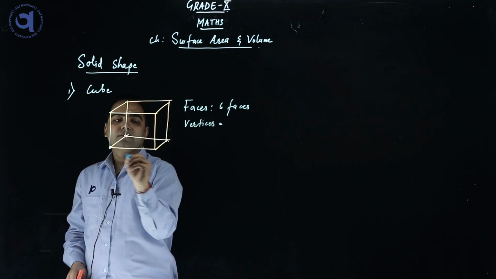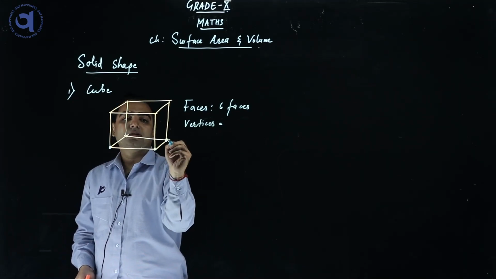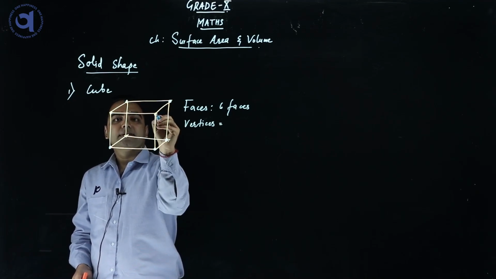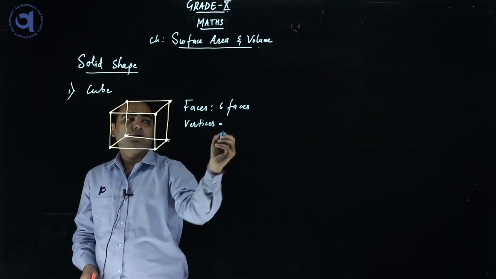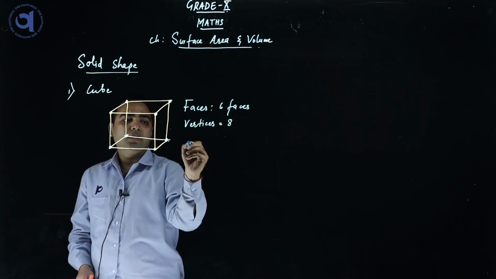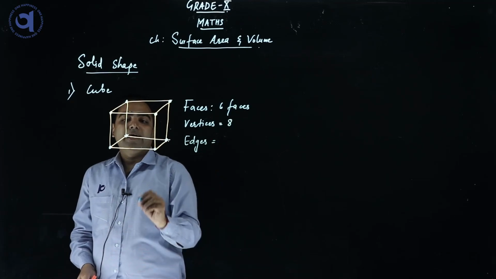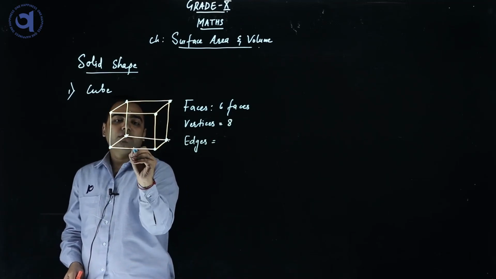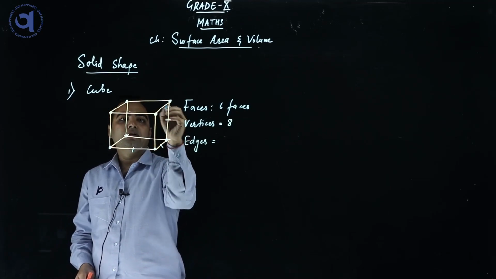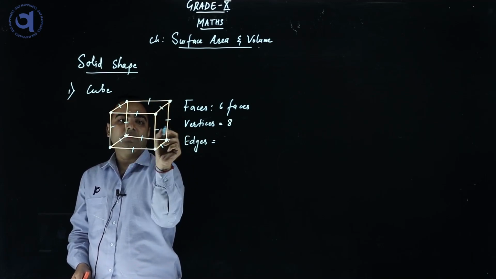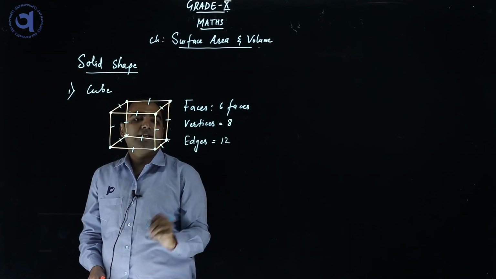Now next is the number of vertices. So this is the first one, this is the second one, third, fourth, fifth, sixth, seventh and eighth. So total 8 vertices are there. Now what about edges? Edges means these line segments. So here 1, 2, 3, 4, 5, 6, 7, 8, 9, 10, 11 and 12. So total 12 edges are there.